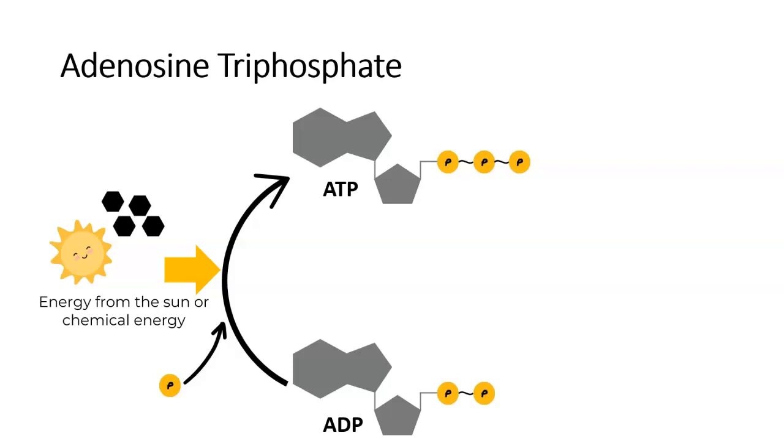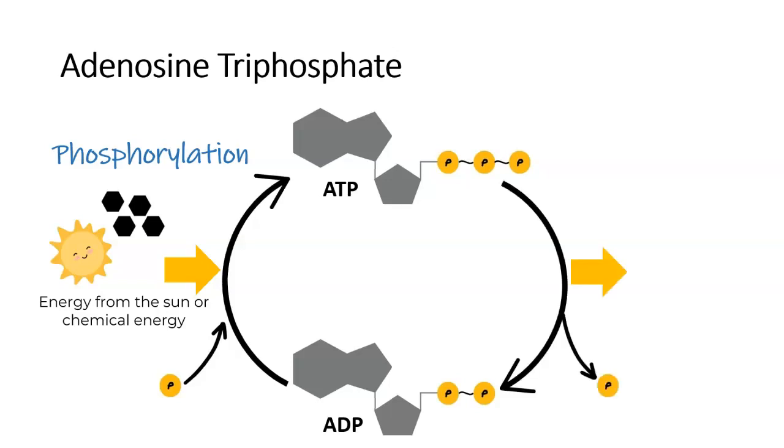This is my favorite 5-syllable word, phosphorylation. Don't be afraid of these big words. Removal of a phosphate group from ATP is called dephosphorylation or ATP hydrolysis. This process releases energy that can be used directly to perform cellular work.